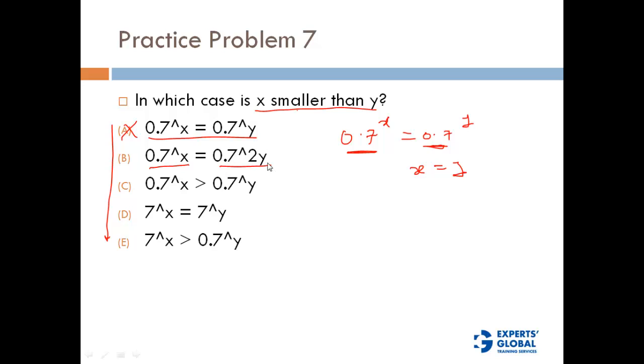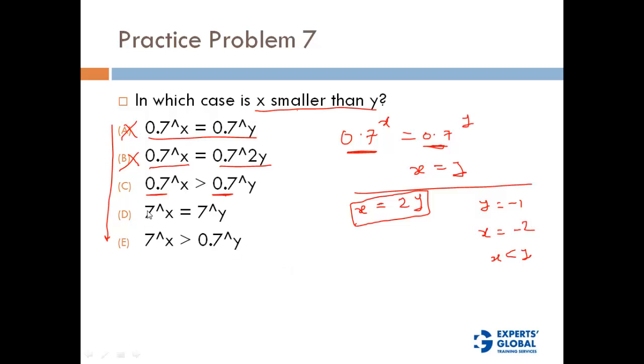This option, same thing, we can equate the powers because the base is the same. So what we get is x is equal to 2y. Now you may think that x is equal to 2y, so x is smaller than y. It is not always true. If y is negative, let's say y is equal to -1, then x is going to be equal to -2, and you will see that x is less than y. So x is equal to 2y does not necessarily say that x is smaller than y, or x could be 0, y could also be equal to 0, right? So this is also not a case where we can always say that x is smaller than y.